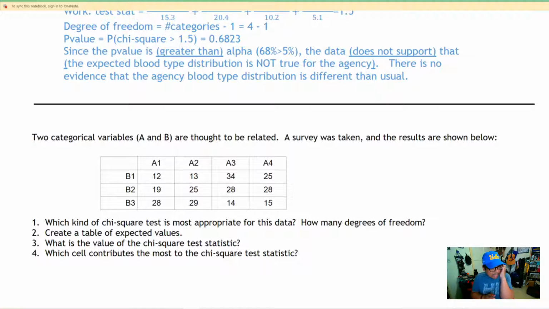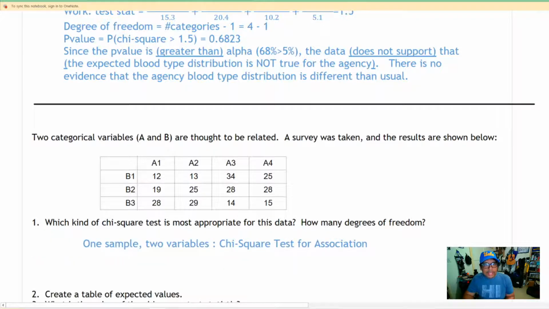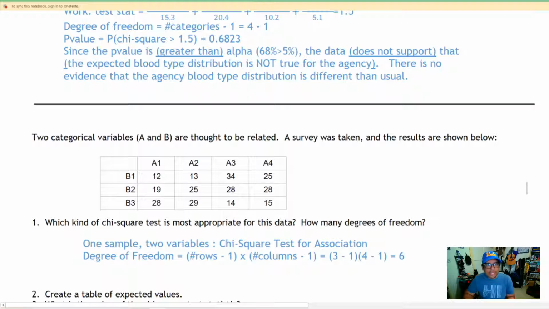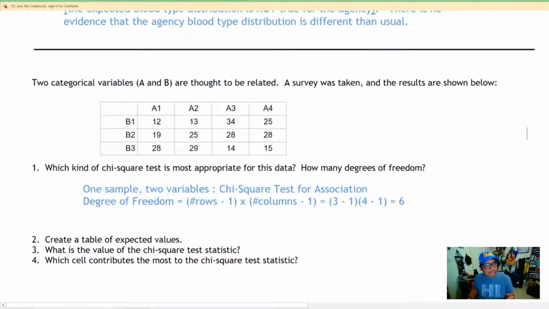So let's go ahead and figure out what things we're going to be doing here. We've got what kind of chi-square test is appropriate for this data. That's certainly indicative of a chi-square test for association. Like we said before, there are 3 rows and 4 columns, so for the degrees of freedom, where we have the number of rows minus 1 multiplied by the number of columns minus 1, we would get 3 minus 1 multiplied by 4 minus 1, which is 6. Next, we're going to create our table of expected values. Now, I promised you we were going to do this with a calculator, and I'm not going to go back on that. Let's grab our calculator.